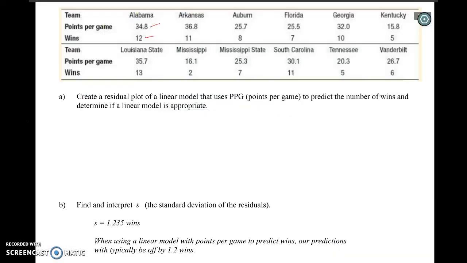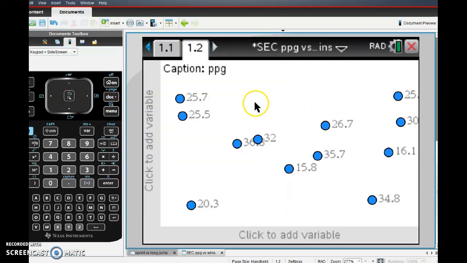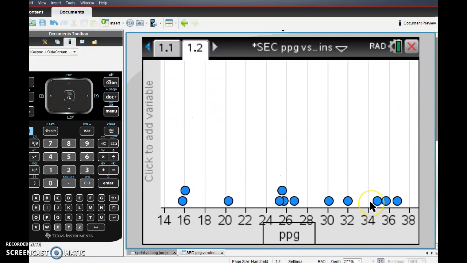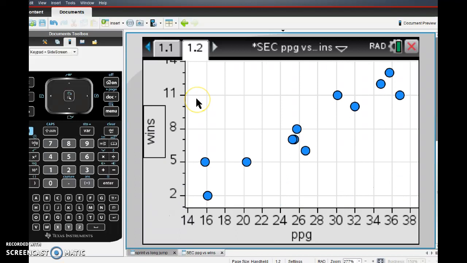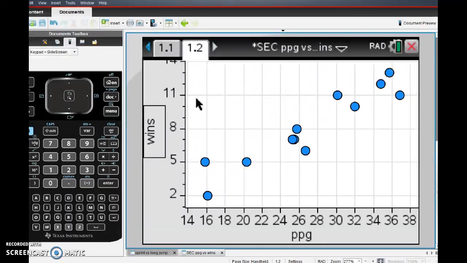So first of all, we need to see if a linear model is appropriate. So let's take a look at the scatter plot, always. I'm using points per game, how many points they scored per game on average, to predict how many wins they made. If I were to describe this distribution, I would say there's a fairly strong positive linear association between points per game and wins. So, is it appropriate? One way is to just look at the scatter plot and say the scatter plot looks linear.